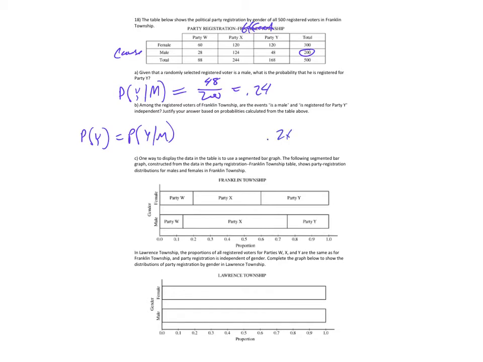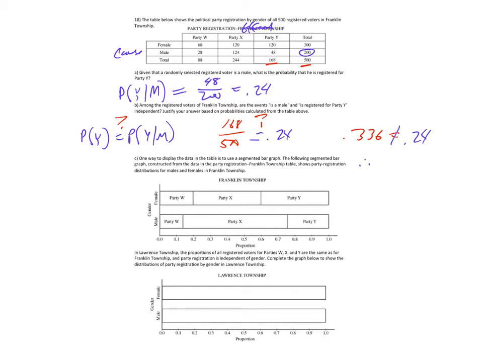But so this part is 0.24. Now the probability that somebody's in party Y, let me change colors just so we can see this a little easier. Party Y is 168 out of 500. So I'll put 168 out of 500 there for now, and convert that to a decimal so that people can see it a little easier. But this would be 0.336. Does that equal, again, these are all question marks here, but does that equal the other side of this, which is 0.24? Of course it does not.